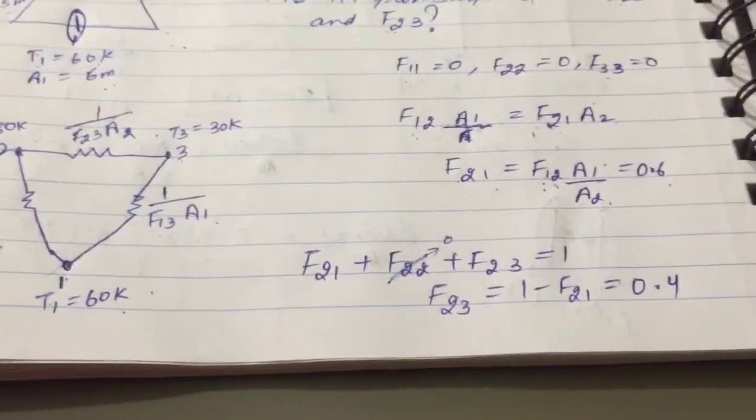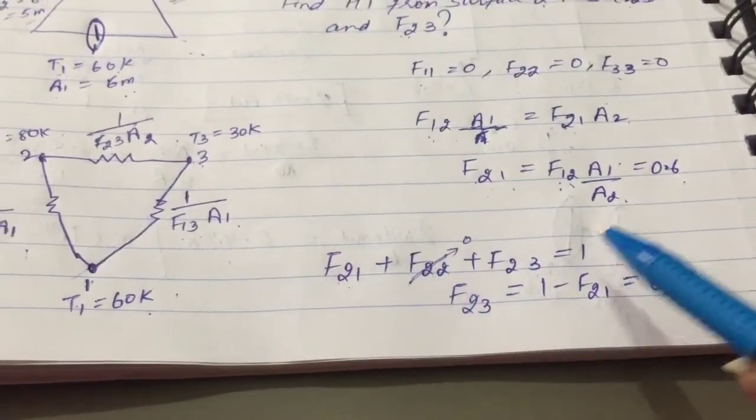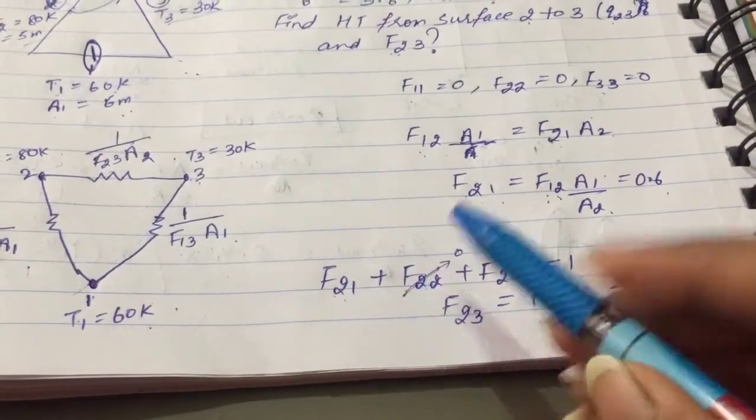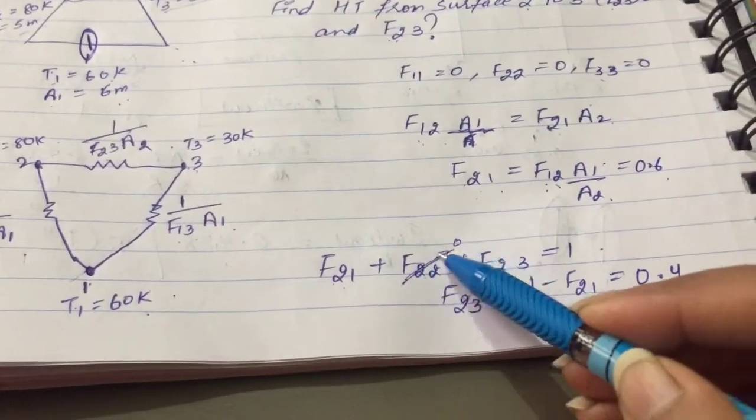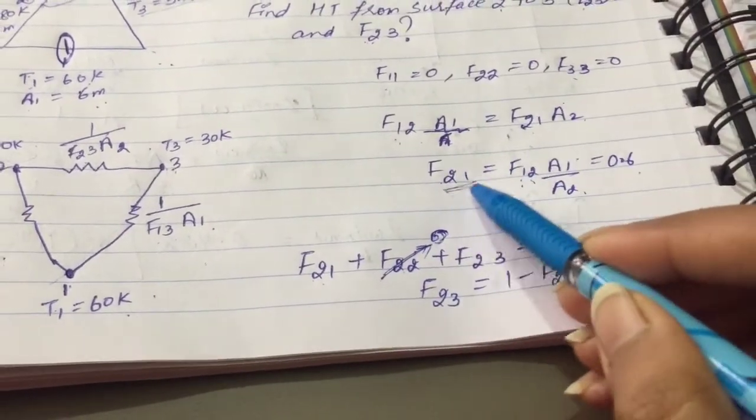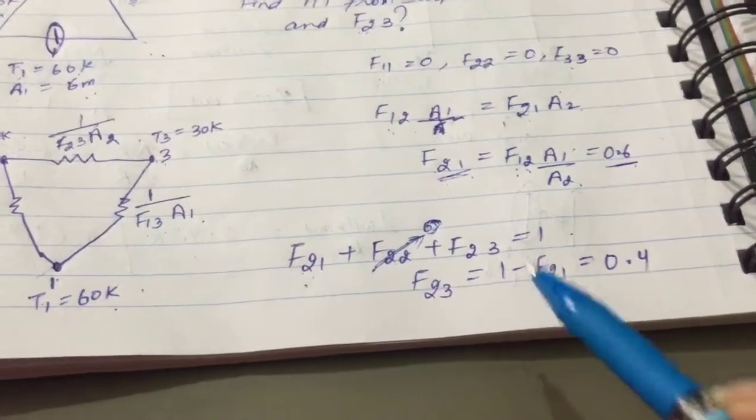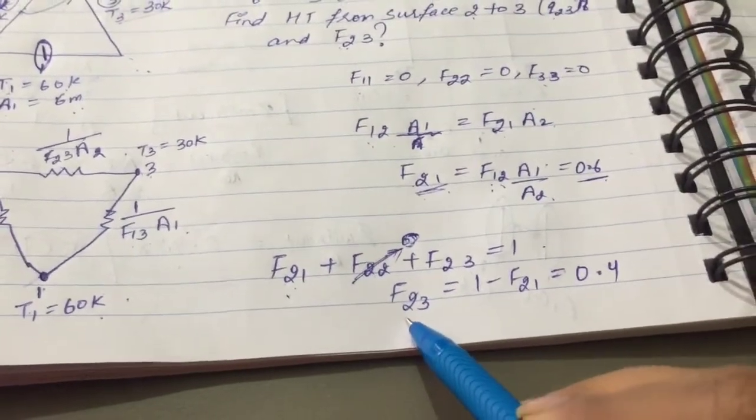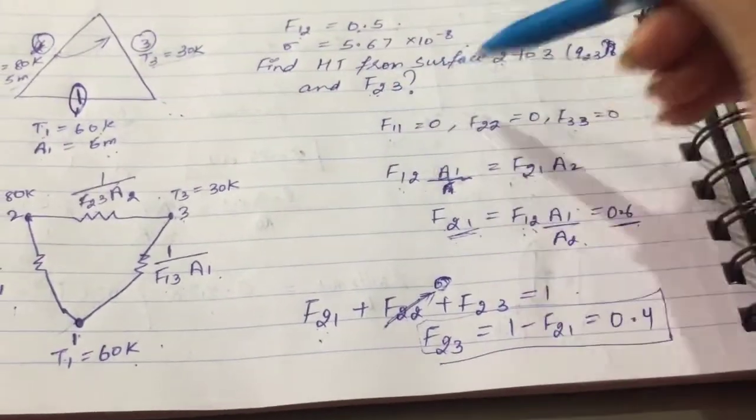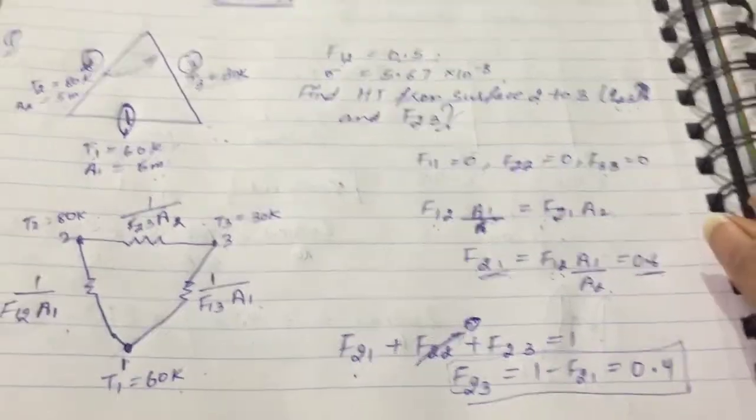From the summation law we know that F21 plus F22 plus F23 is equal to 1. Because these are flat surfaces, F22 is 0. And we have calculated F21, which is 0.6. Putting in the value of F21 we can easily find F23, which is equal to 0.4. So we had to calculate F23, done with that. Next we have to calculate Q23.